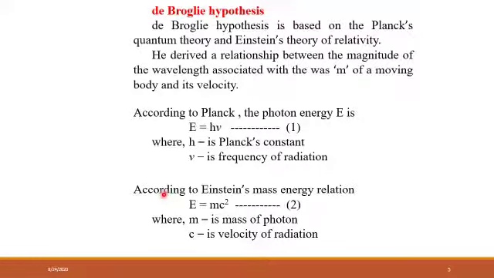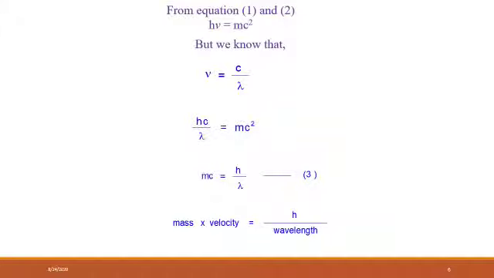Again, according to Einstein's mass-energy relation, that very famous relation, E is equal to mc square, where m is the mass of photon and c is the velocity of radiation. If you see the two equations, the left hand sides are equal. So from 1 and 2 we may write h nu is equal to mc square.